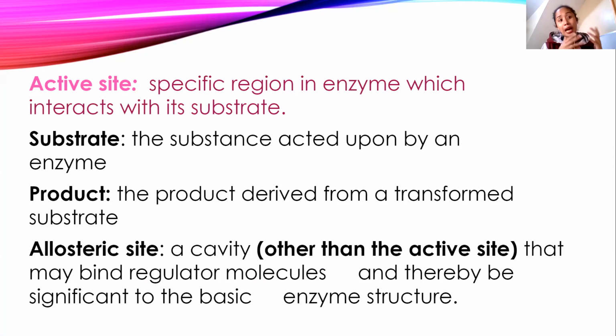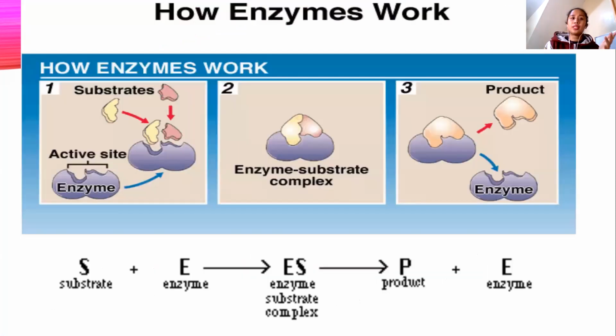Aside from your active site, we have this allosteric site. Some molecules want to regulate, to slow down or to inactivate the enzyme, so we have an allosteric site for that. Class, I want you to remember this equation: your substrate plus the enzyme forms the enzyme-substrate complex, and this enzyme-substrate complex forms a product plus enzyme.